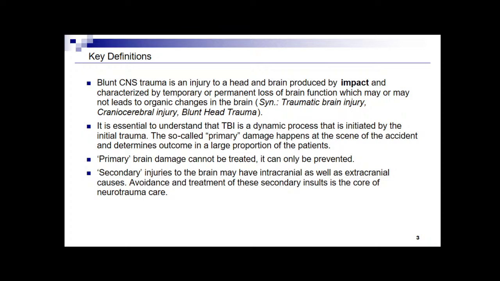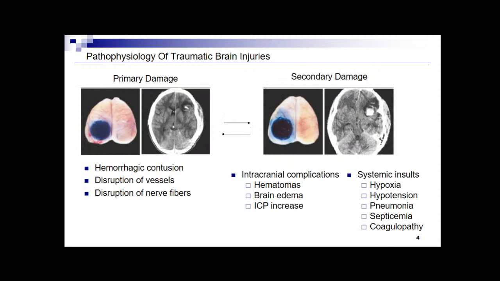but secondary injuries to the brain may have intracranial as well as extracranial causes, intracranial complications and extracranial manifestations. Avoidance and treatment of these secondary insults is the core of neurotrauma care. Neurosurgery and neurology deal with secondary injuries to the brain and secondary dysfunction of the brain that happens just after primary mechanical trauma.